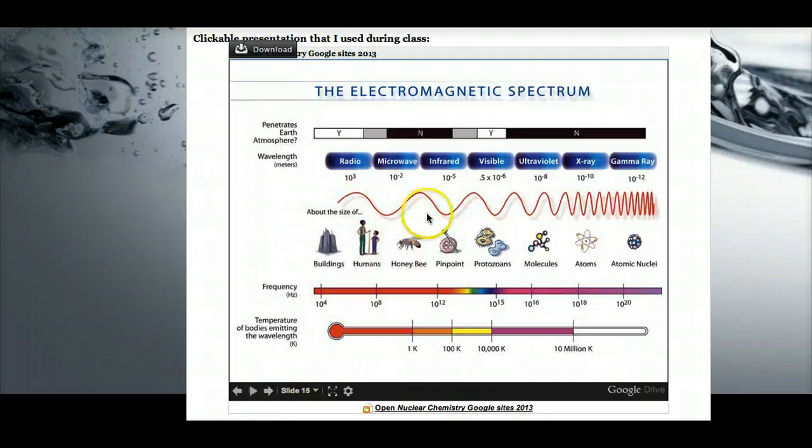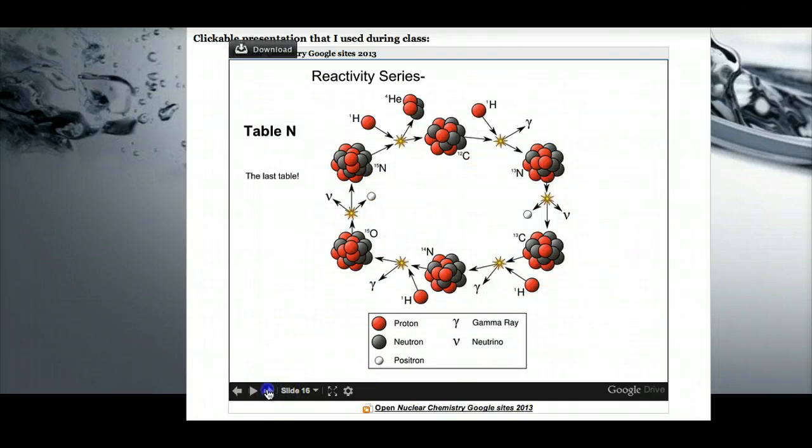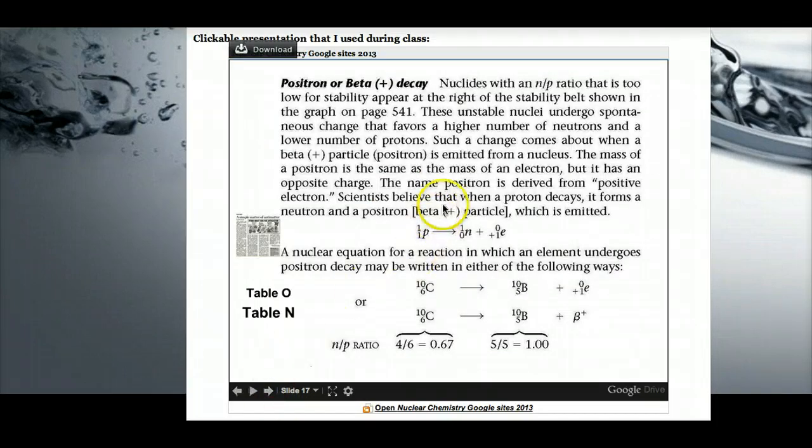And this is the type of electromagnetic radiation you probably learned in class. This is the spectrum. Okay, the visible spectrum has a wavelength of 0.5 times 10 to the negative 6. Gamma radiation has much, much smaller wavelengths, high frequency, high energy. Okay, and this is a radioactive series. Let's go on to positron because something also comes up.